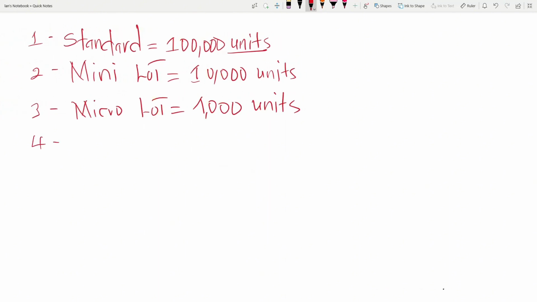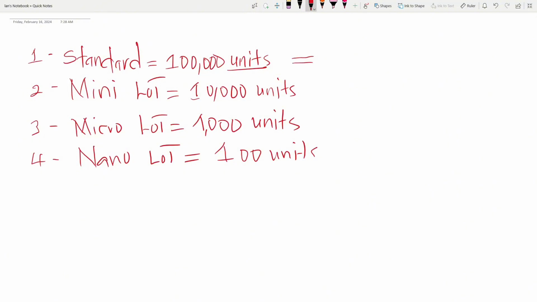And we have the fourth category, which is the nano lot. The nano lot is actually the smallest, but it is rarely traded. The nano lot also is 10 times smaller than the micro lot, which means it is equivalent to 100 units of base currency.